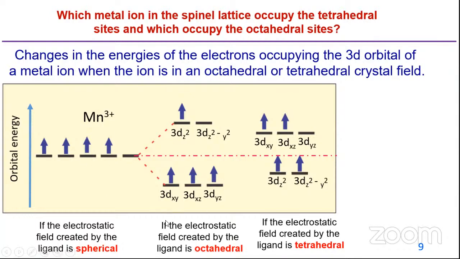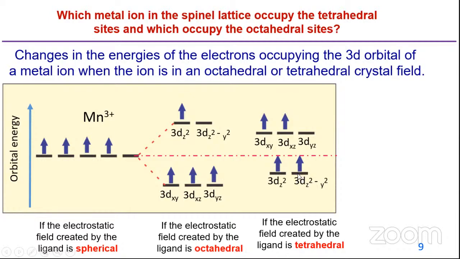But if the electrostatic field created by the ligand is octahedral, the splitting comes in the orbital. So only one electron will stay in the upper energy state, and 3 electrons will be in the lower energy state. Meaning there will be a spin orbit splitting. In the case of tetrahedral symmetry, or if the ligand field is tetrahedral symmetric, then 2 electrons will go up and 2 electrons will go down.